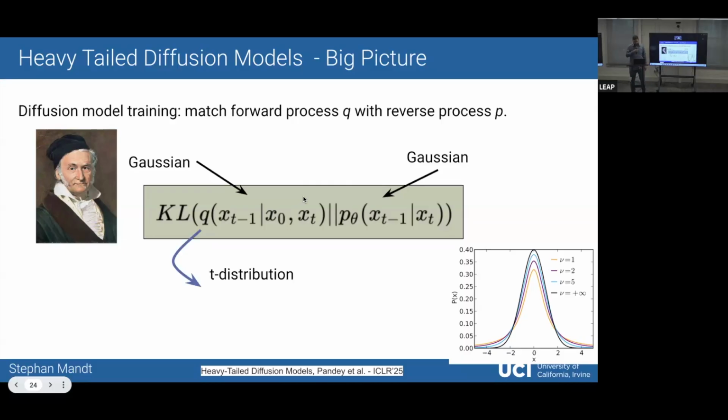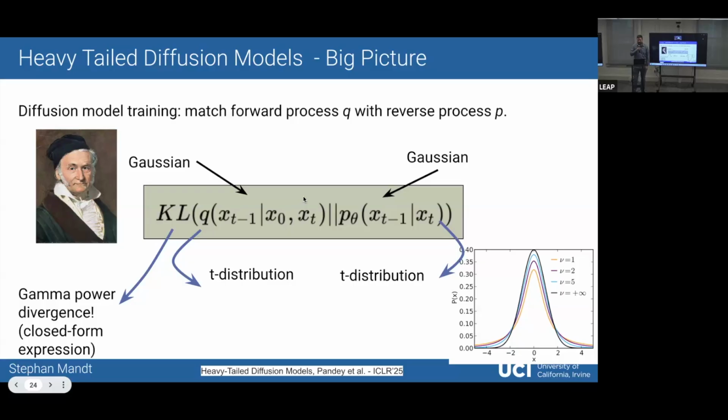Now, the first idea is straightforward. What if we just plugged in these heavy-tailed distributions, the student T's, and redo all the math necessary for deriving diffusion processes from scratch? In this case, you can in fact replace the first Q with a student T distribution, and the marginals are still tractable, which is non-trivial. You can also parameterize a T-distributed learned distribution. And it turns out that if you replace the KL divergence by a different divergence measure, in this case the gamma power divergence, which I'm not going to write down here, this combination has a closed form analytical expression that results in an objective function that you can tractably optimize.